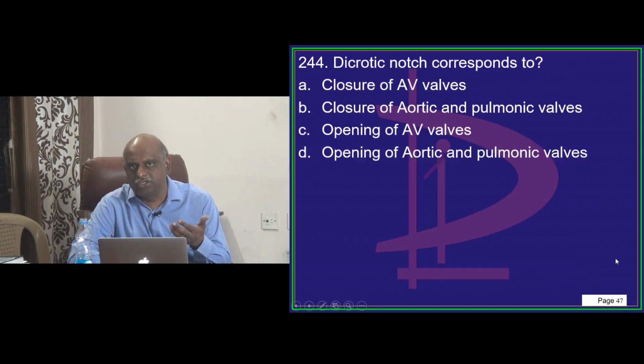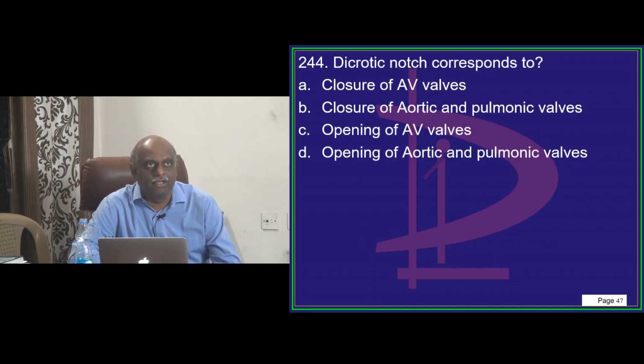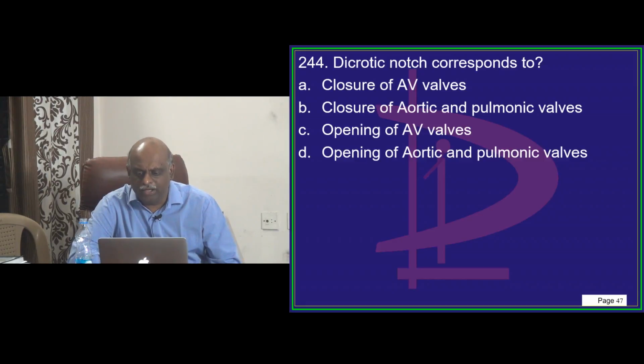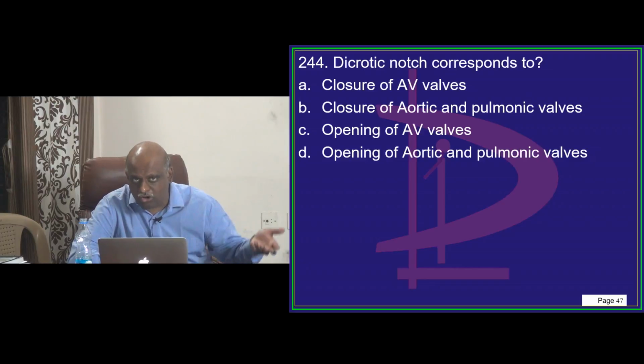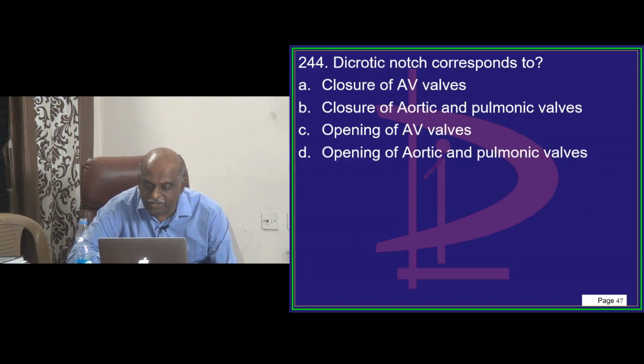Dicrotic notch: the pressure inside the aorta shows a dicrotic notch. What is that particular event which leads to the dicrotic notch? That is my question to all of you. 244. Please mention the question number.